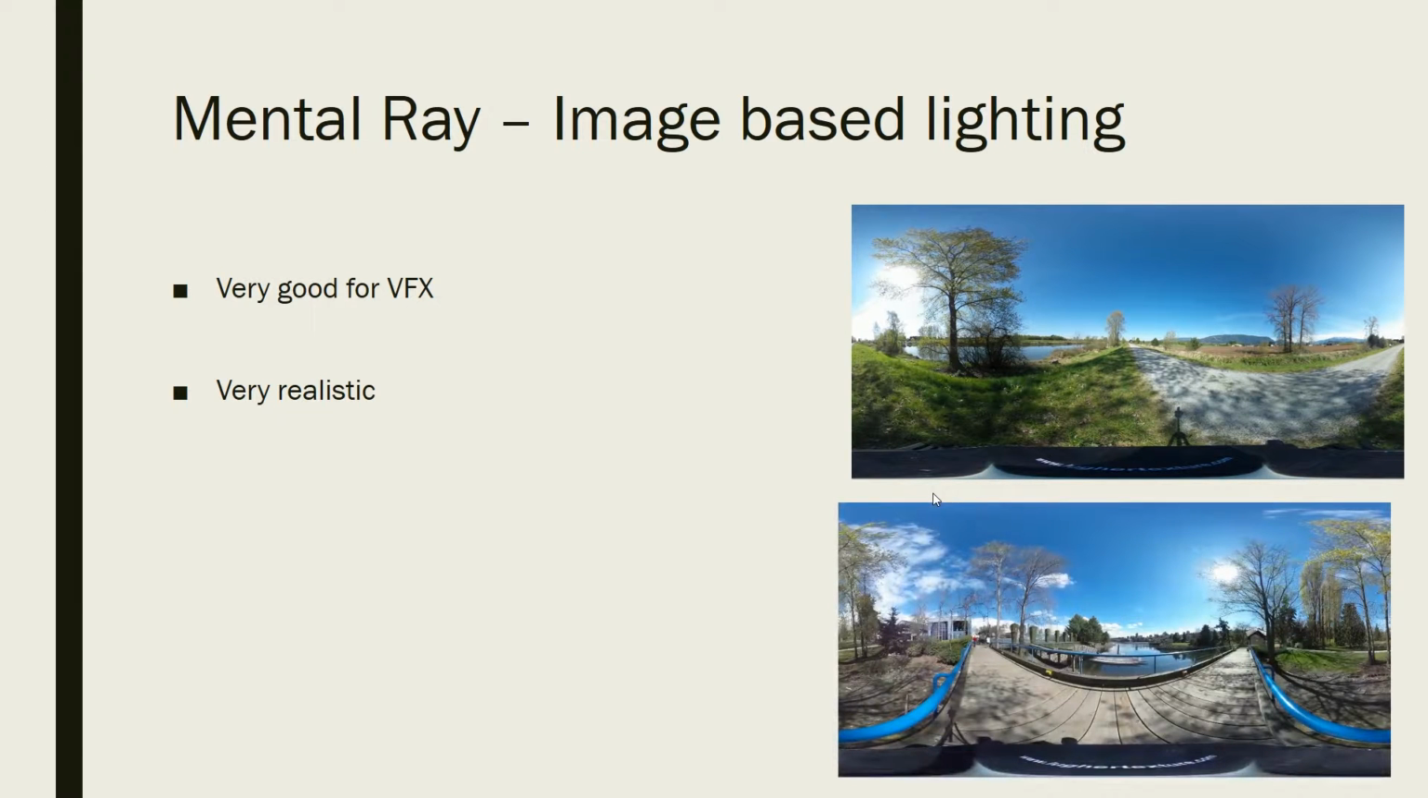Now, there's one last thing that I'm going to go through, and that is image-based lighting. This is something that's used primarily in VFX, and it is very good for VFX. It's very realistic. So say you've modelled, for example, a rocket, and I wanted it to touch down in a park. What I would do is I would take my camera and take a series of images and stitch them together to make what we have here.